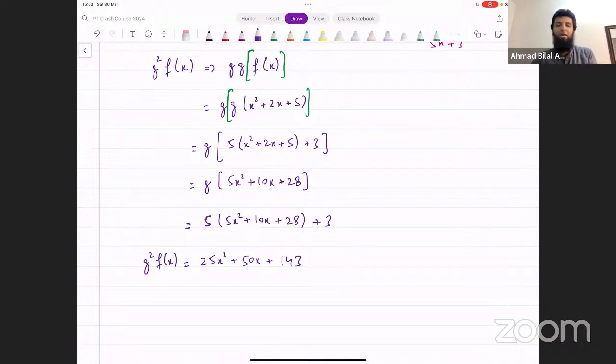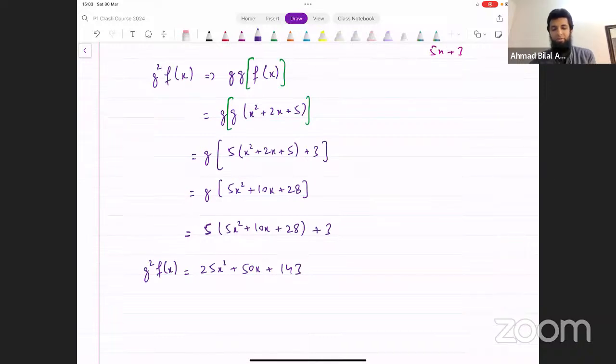So if you had more than 2 functions like this, the maximum that it would usually go to is 3. That's also kind of rare, but if it happens, this is how you would approach it. Does that make sense to everyone? How to evaluate composite functions? All right. This is how we find composite functions.